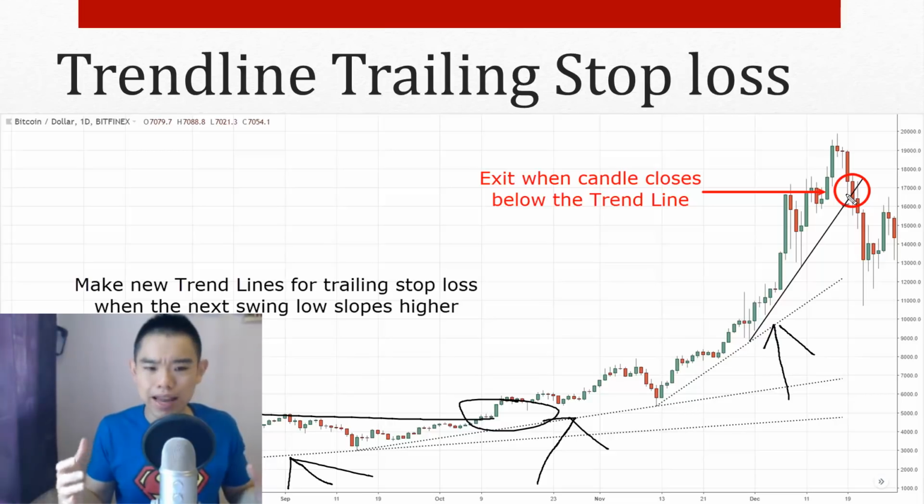Okay, so there is some element of subjectivity here because you have to consistently update your trend lines as the market makes a new swing. So this is where experience comes into play. But again, this is a powerful technique that you can use to protect your open profits.